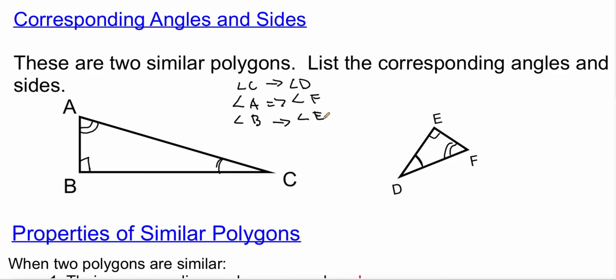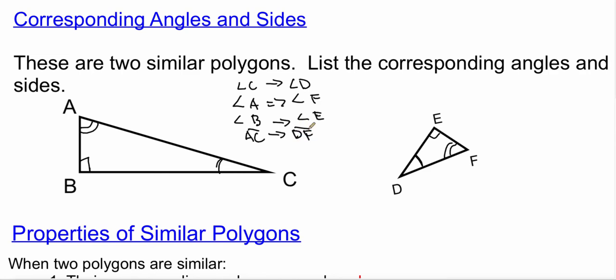Now, let's look at side AC. Side AC is between my 1 arc and my 2 arc angle. Now, which one here on this next triangle is between the 1 arc and 2 arc angle? That's going to be DF. So AC corresponds to DF.